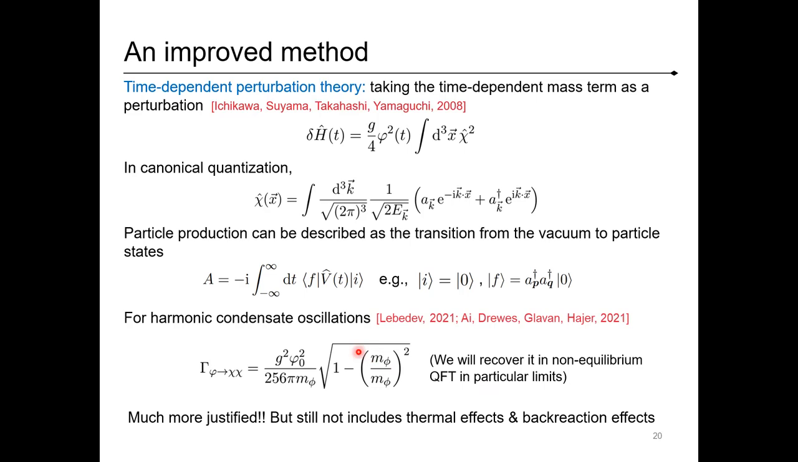Also, I would like to mention that in this example, I already talked about the decay of the background field phi to chi chi, but also the background field phi can decay to phi particles. So when you expand phi about the background field, you still have the fluctuations, and then you have the particle state for the fluctuation field.